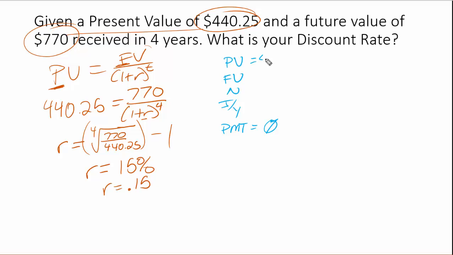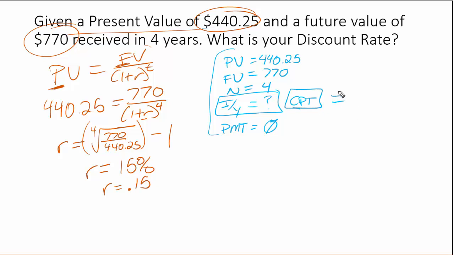We know our present value, today's value, is 440.25. Future value is 770. N is going to be 4 years. What we don't know is I/Y. Remember, there are 5 values that can be coming in, and in a single equation we can only have one unknown, and that's what we have right here. So we hit compute I/Y, and that's going to tell us the exact same thing, that 15% number. And that's how we solve for the discount rate.